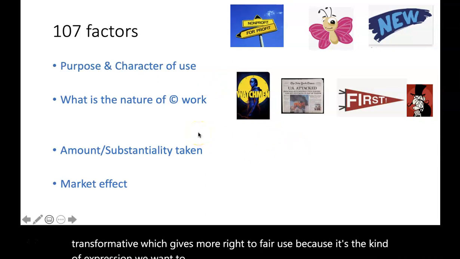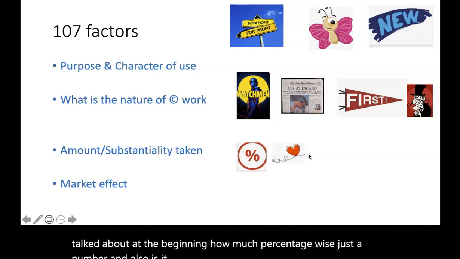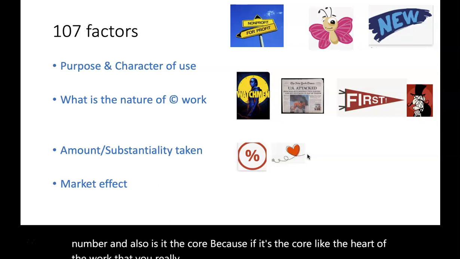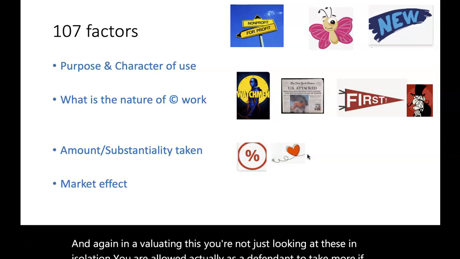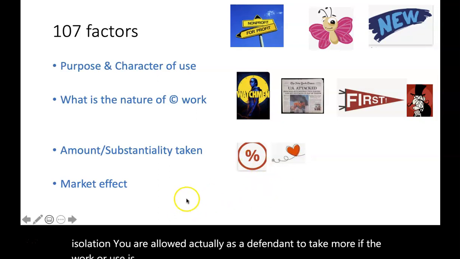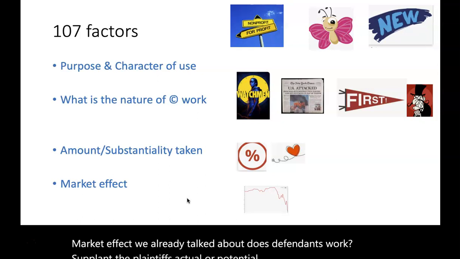Now, amount and substantiality we talked about at the beginning, how much percentage-wise, just the number, and also is it the core? Because if it's the core, like the heart of the work that you really remember, then maybe it's not fair. And again, in evaluating this, you're not just looking at these in isolation. You are allowed actually as a defendant to take more if the work or use is transformative. And market effect, we already talked about. Does the defendant's work supplant the plaintiff's actual or potential market, including a market for derivative works.